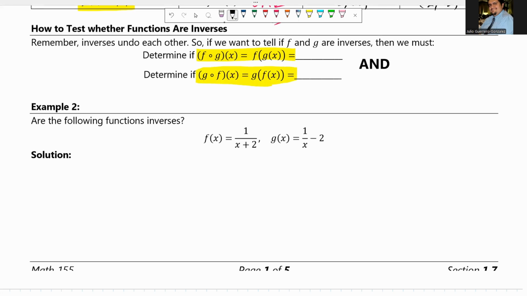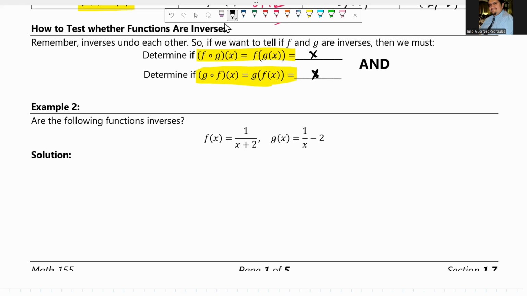The composition of the two functions, both of these have to be equal to x. It suffices, at least for our level of math right now, to show just one of them. Sometimes one is easier than the other.